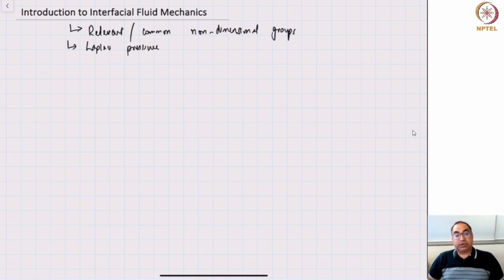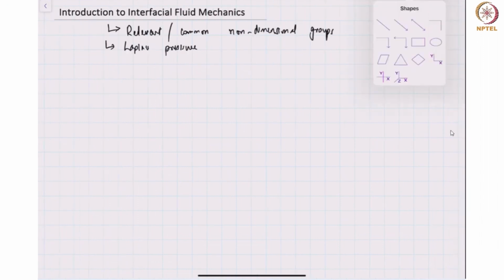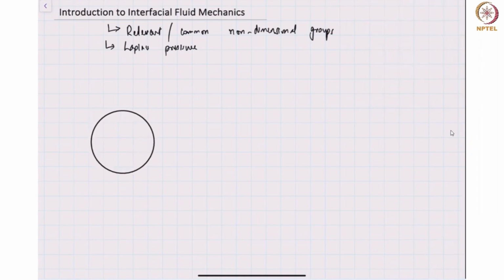So to illustrate what are the non-dimensional groups that one would encounter in interfacial flows, let's actually start with a problem in conventional fluid mechanics. Now, the problem of interest to me in this particular case is of a solid particle. Let's say it's a spherical particle. So it's a problem of a moving solid sphere. Now, this solid sphere could be settling in gravity. So there is gravitational force here.